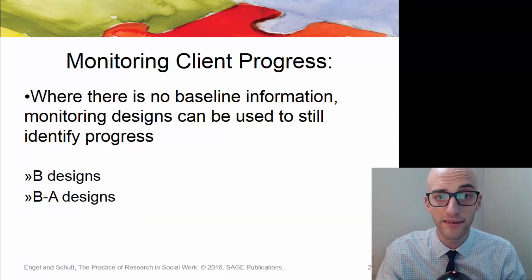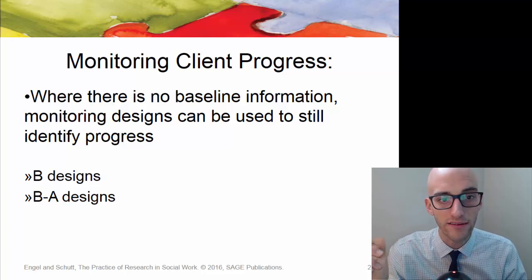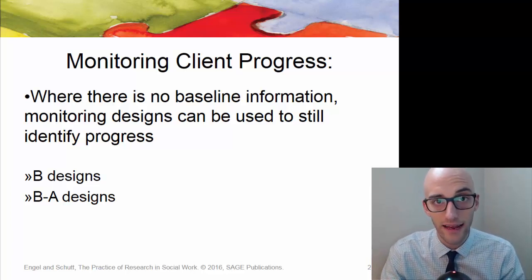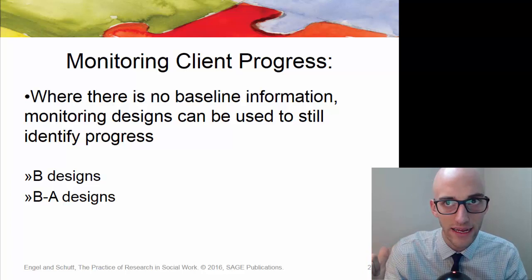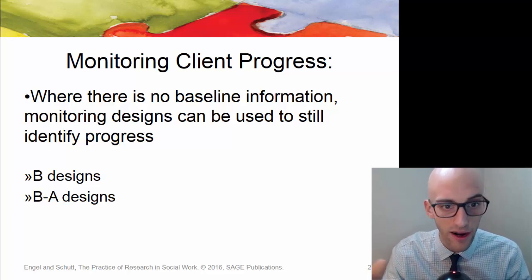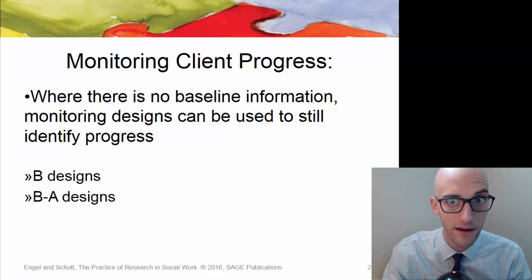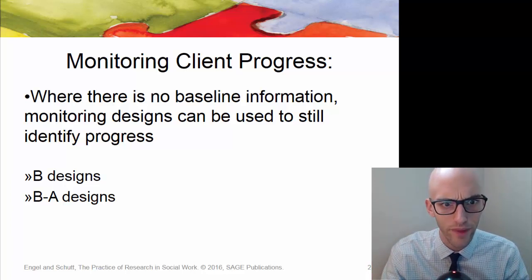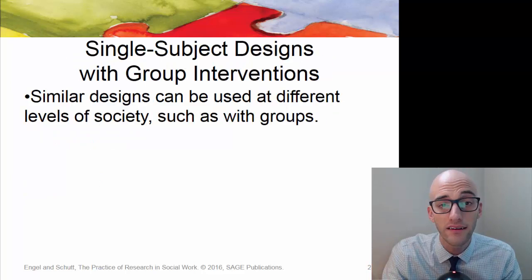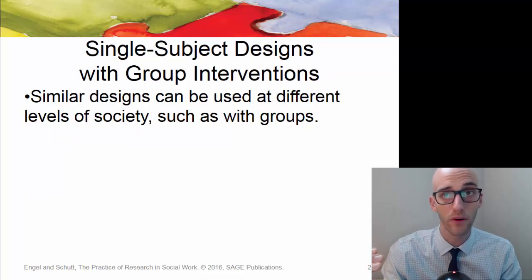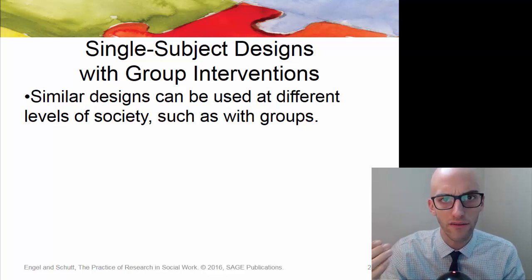So if you're monitoring client progress and there's no baseline information, monitoring designs can also still be used to identify progress. So if we're doing just an intervention phase, or an intervention phase followed by a baseline phase, this can still give us some good client data. And I'm hoping that if you haven't done baseline, you've at least done some monitoring of intervention progress. And sometimes you can do continued monitoring even after the intervention, like a maintenance phase or a baseline following an intervention. Also, there's single subject designs with a group, or sometimes it's called single system design, which is similar but used with a larger level group. Maybe it can be a family, it can be a class, or any kind of group really.